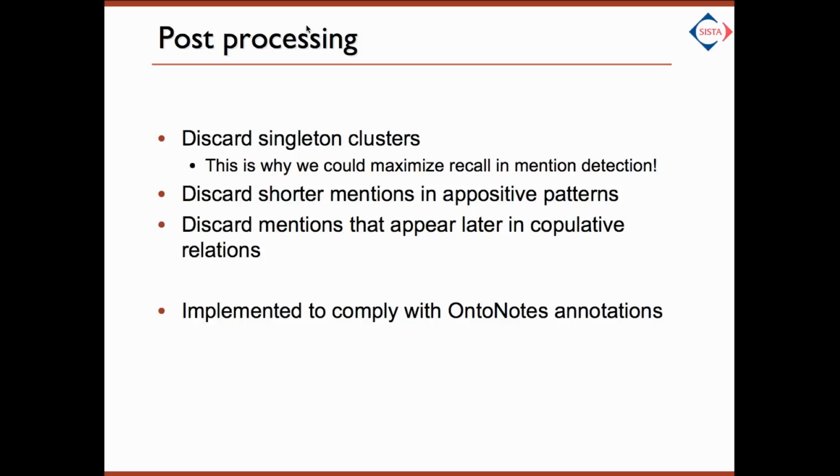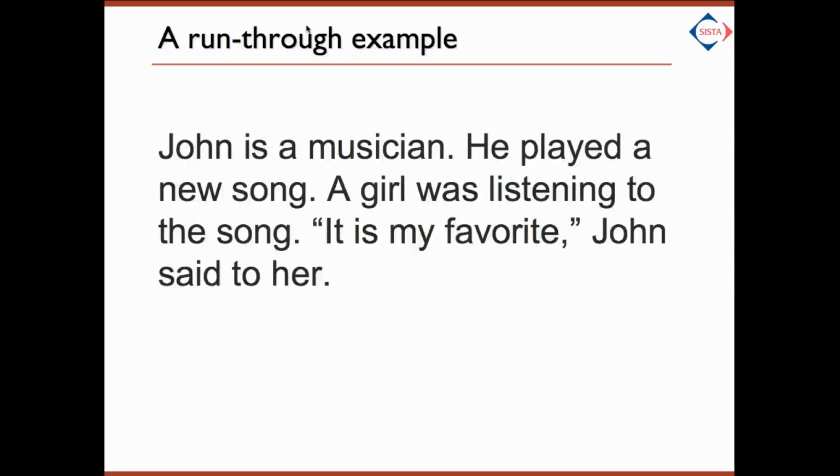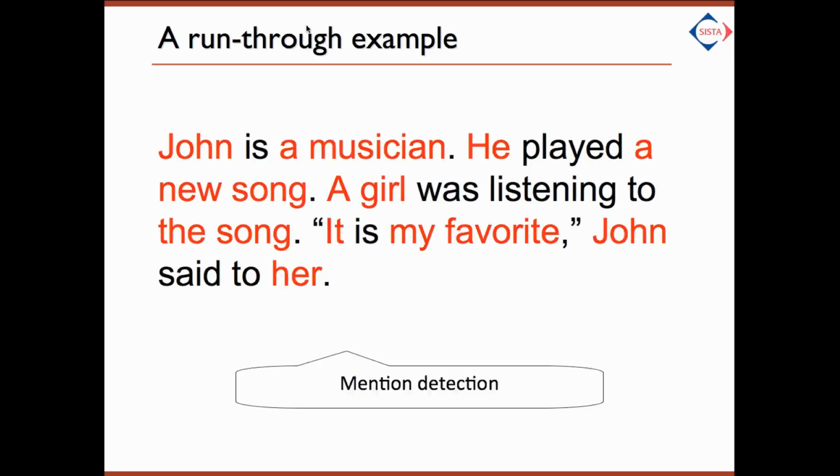All right, so let's look at one example. I think it's always clear if we have one. So, this is an artificial text, but it has most of the stuff that I care about. John is a musician. He played a new song. A girl was listening to the song. It is my favorite, John said to her. All right. So the first step is mention detection, right? This is everything that looks like an entity mention, right? All the nouns and pronouns.